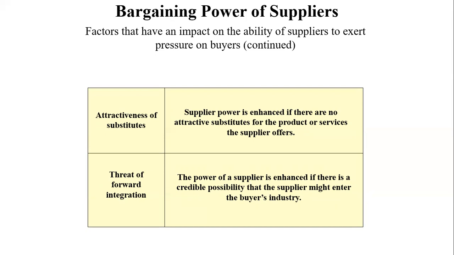and directly dealing with the customers, which are the main buyers of the industry players, then it means that they possess a lot of power because in this scenario, any little agitation from the industry players may force the suppliers to now set up their own facility and be churning out the goods and services directly to the buyers. So that is why we are saying that the power of a supplier is enhanced if there is a credible possibility that the supplier might enter the buyer's industry.